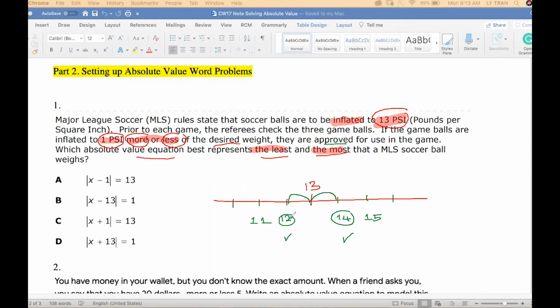But how can I set up the equation? When you think about that 1 more or less, this is the distance, right? Because this is 1 unit less, and this is 1 unit more.